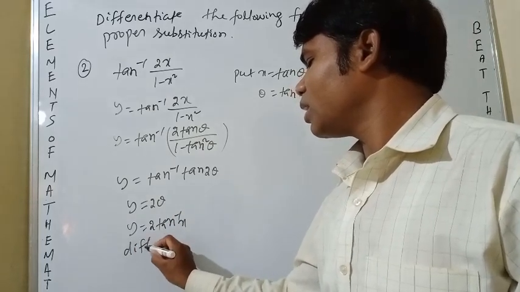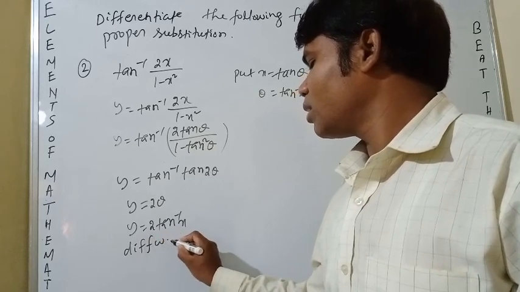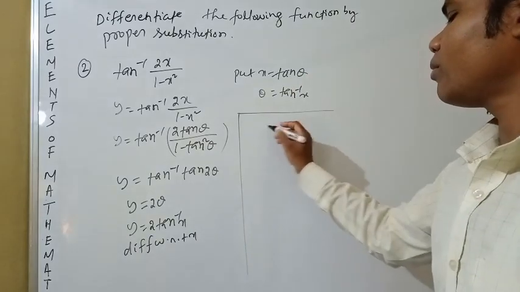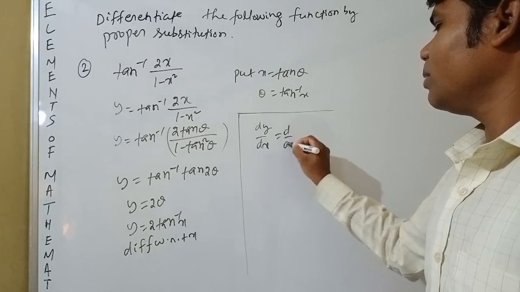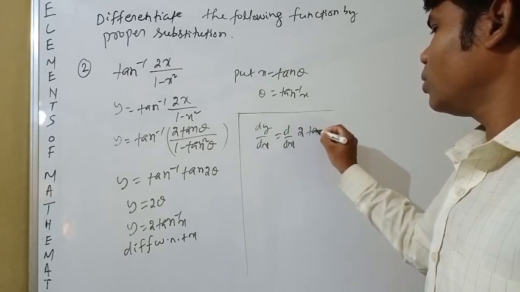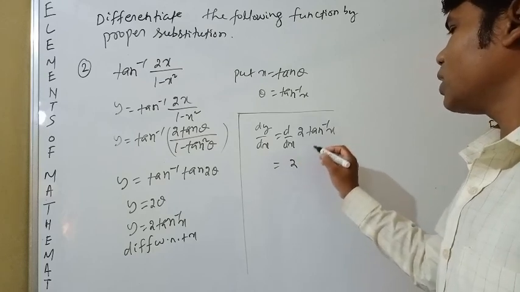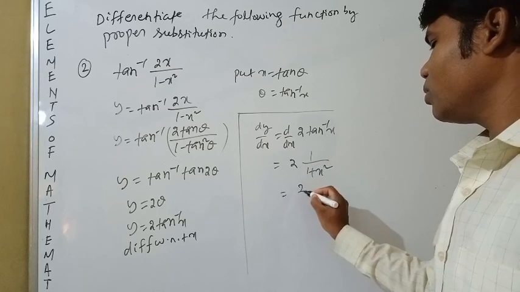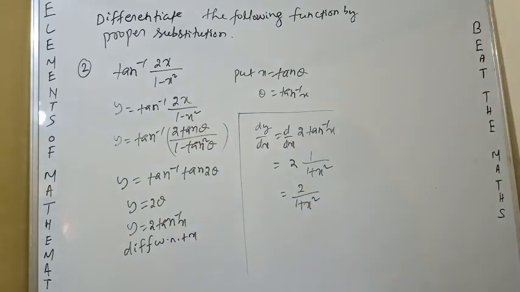Differentiate with respect to x. dy by dx is equal to d by dx of 2 tan inverse x, is equal to 2 times the derivative of tan inverse x, that is 1 by 1 plus x square, is equal to 2 by 1 plus x square. Pause the video, note it down.